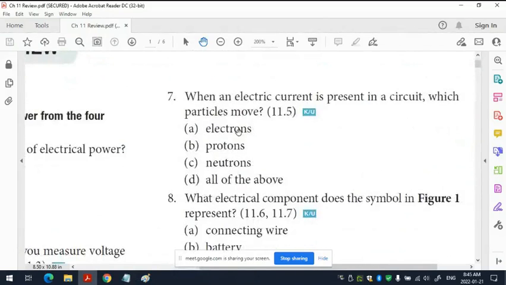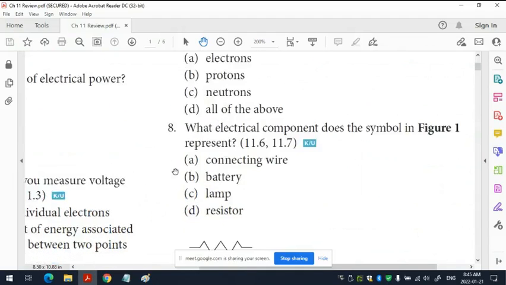When an electric current is actually present in a circuit, which particles only move? Which particles are only allowed to move in a circuit anyway? Electrons. Protons and neutrons are bound to the nucleus. Electrons are freed up and then what? Move. So it's electrons. Number 8.